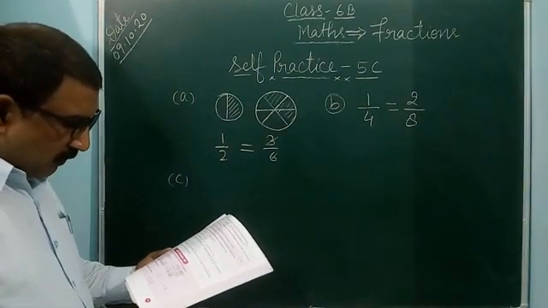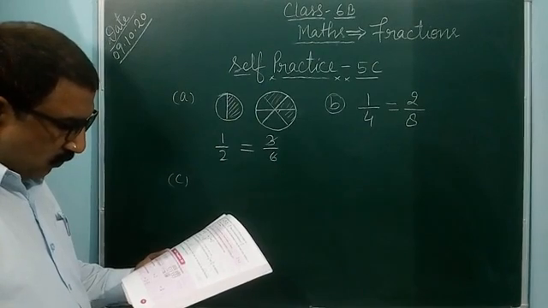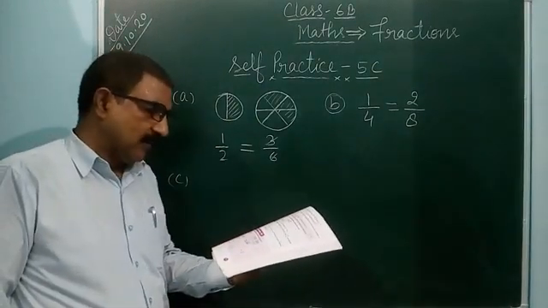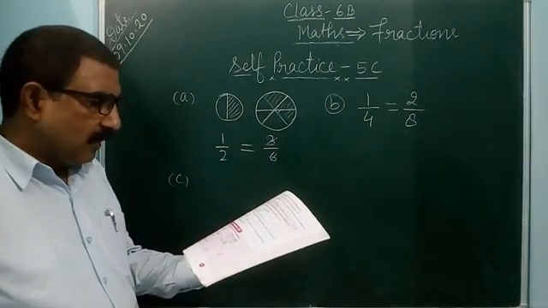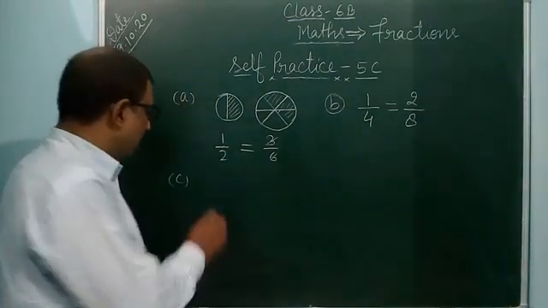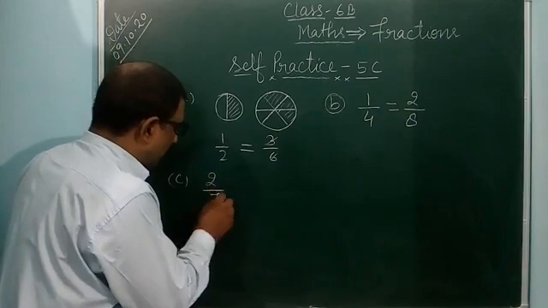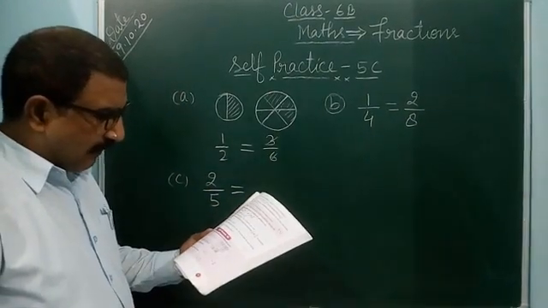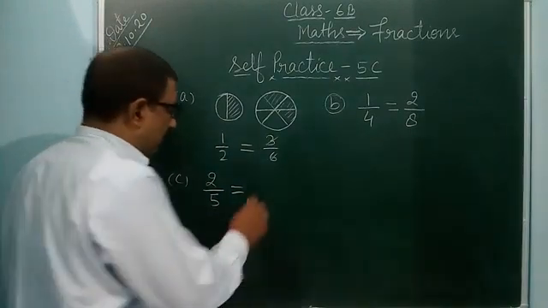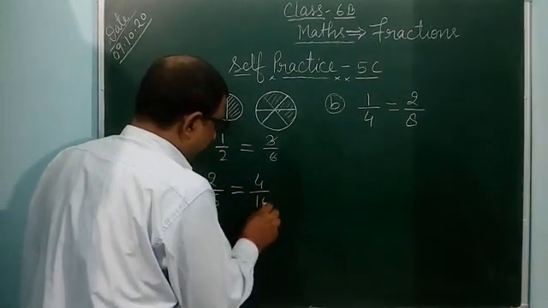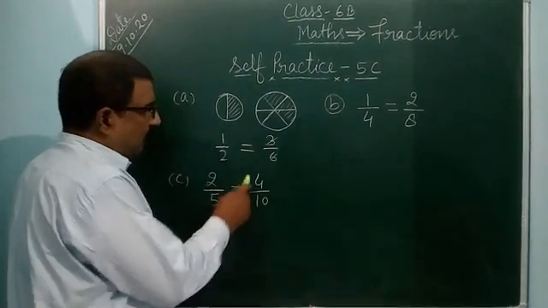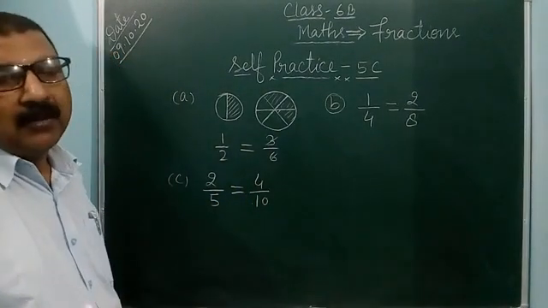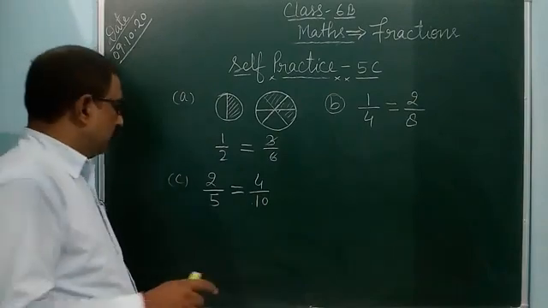And see, first diagram is given 2, 3, 4, 5. 5 parts, 5 equal parts are given. Out of 5 equal parts, 2 parts shaded. So fraction will be 2 by 5 is equal to equivalent in second 10 parts given. So out of 10, 4 parts shaded, 4 by 10. So 2 by 5 is equal to 4 by 10. Both are equivalent. D.